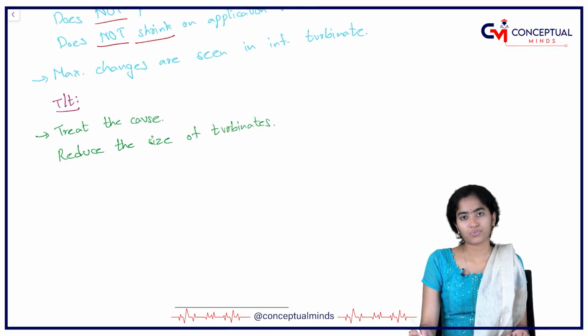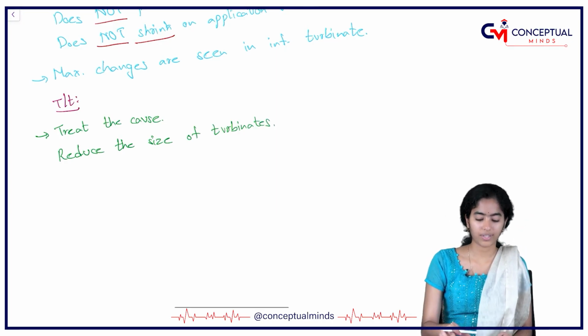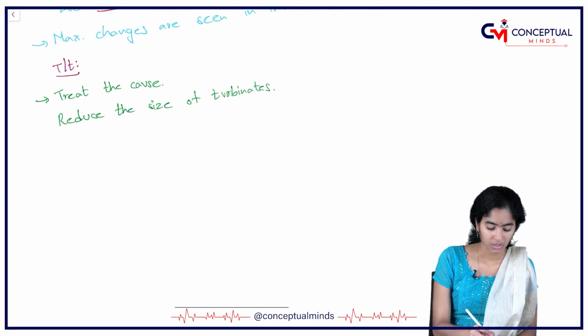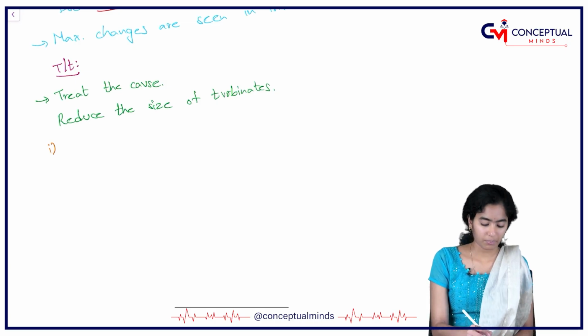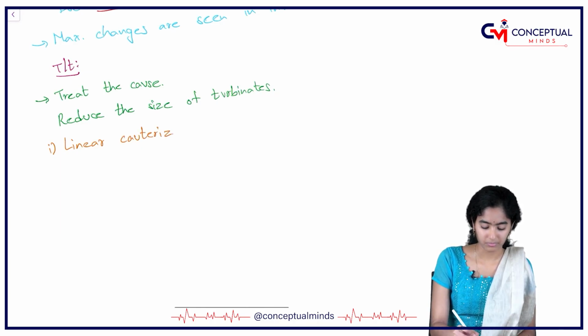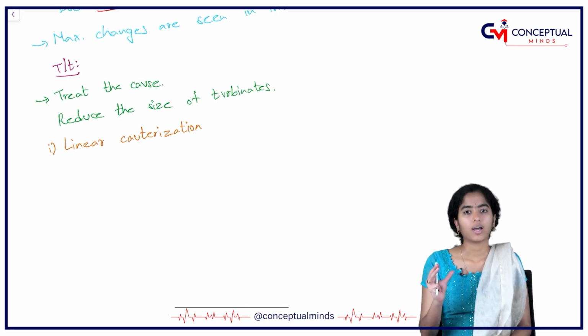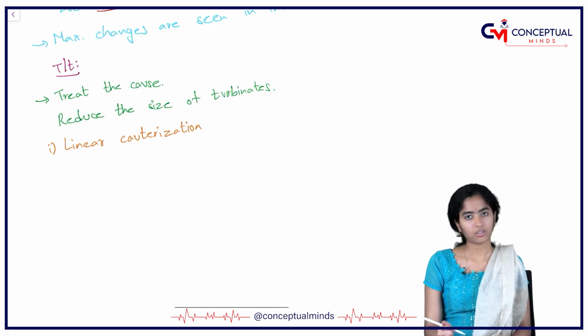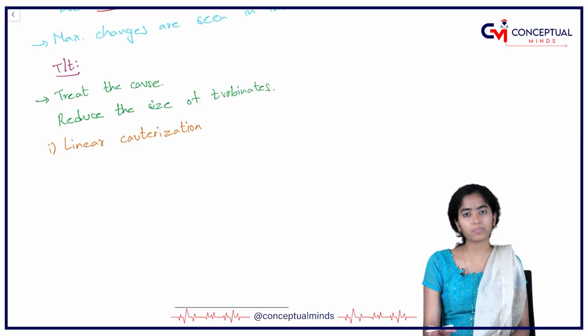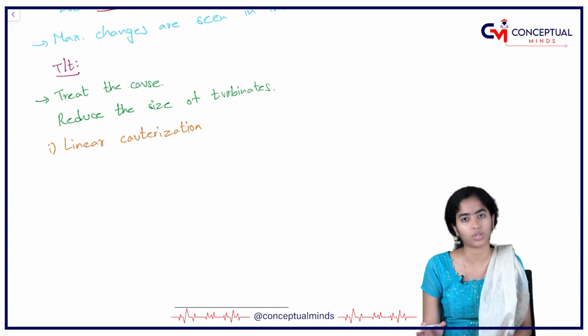How to reduce the size of turbinates? There are various processes that can be used. One, we can apply linear cauterization. Cautery can be applied and we can shrink the size of the turbinates, especially the inferior turbinate. We do all these procedures on the inferior turbinate because the changes are most marked on the inferior turbinate.